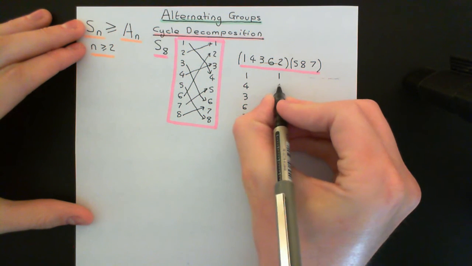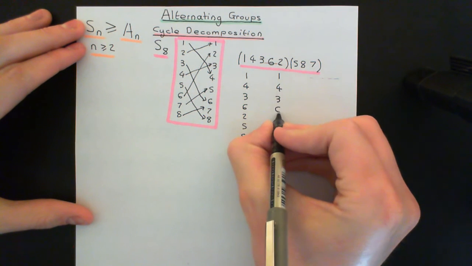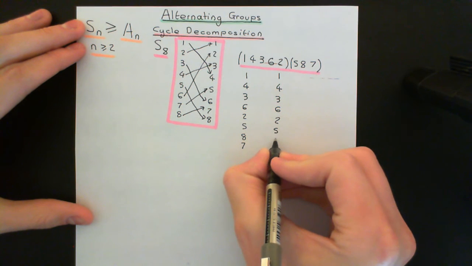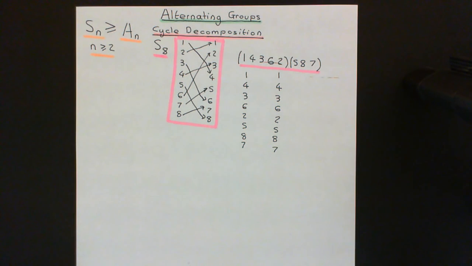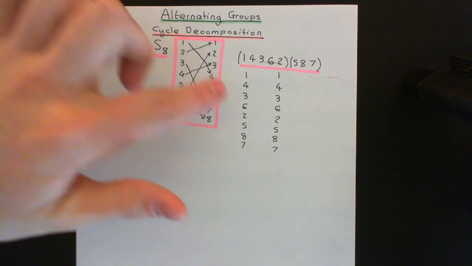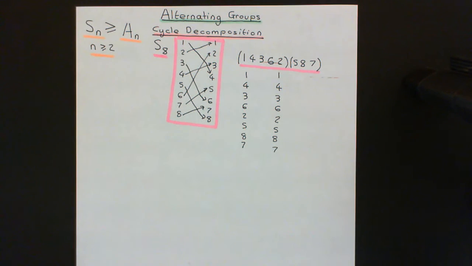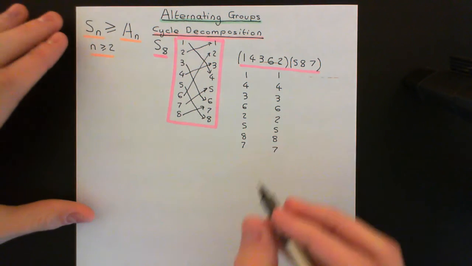Okay, now I'll just copy it out here. 1, 4, 3, 6, 2, 5, 8, 7. Now let's understand why that's a much better order. Well, let's just copy the set permutation out now that I have rearranged the elements in this way.